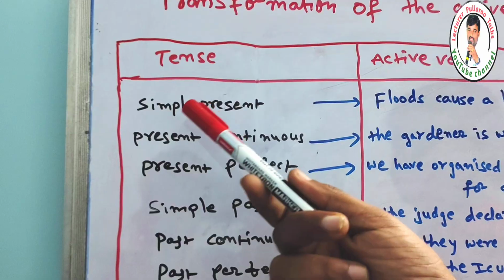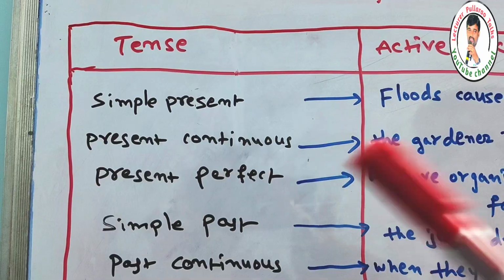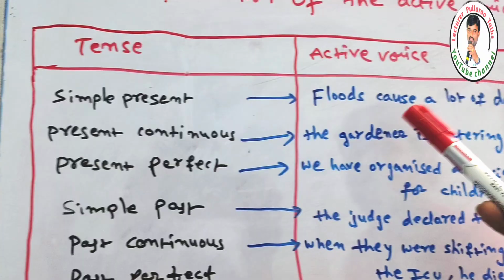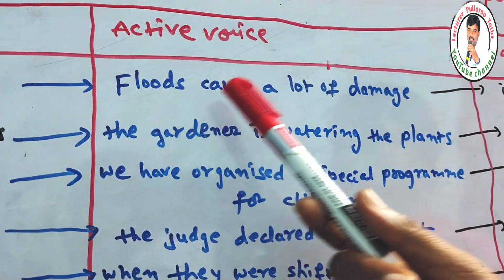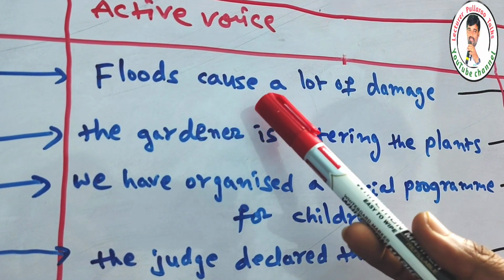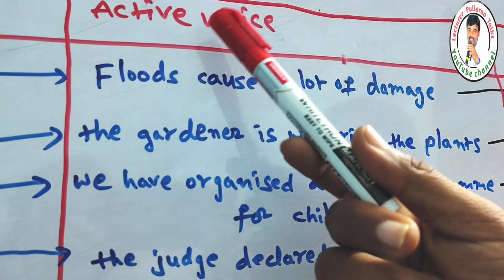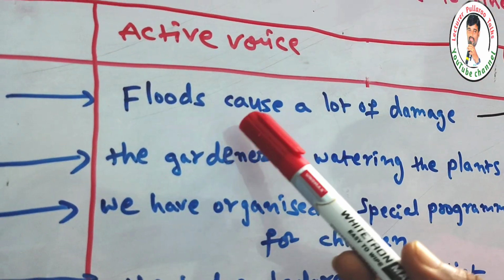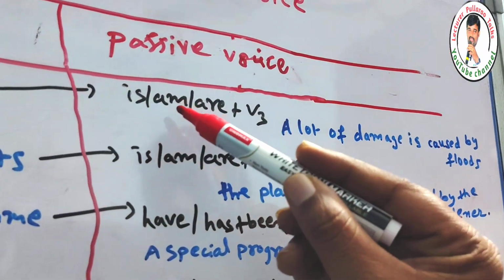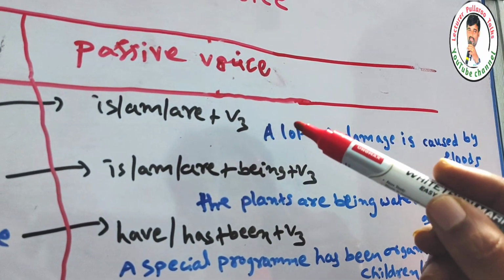Simple present tense. For simple present tense, as we have discussed, subject plus V1 is the basic structure. Now look at this example, it will make it clear. Floods cause a lot of damage. Okay, this is our example sentence of active voice. Now, to change this sentence into passive, we have to follow this structure: is, am, are plus V3.